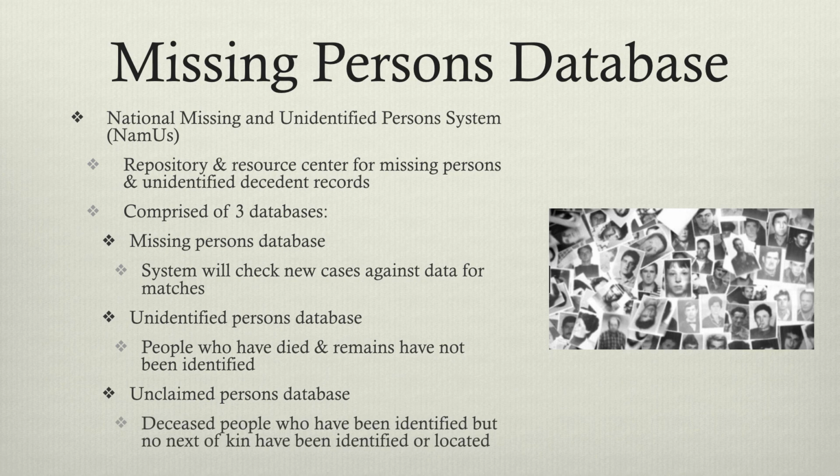and it's a repository and resource center for missing persons and unidentified decedent records. It's comprised of 3 databases: missing persons. The system will check new cases against data for any matches that they may come up with. The unidentified persons database, which consists of people who have died and their remains have not been identified. And then the unclaimed persons database. And this is a deceased person who has been identified, but there are no next of kin or any family members that have been identified or located.